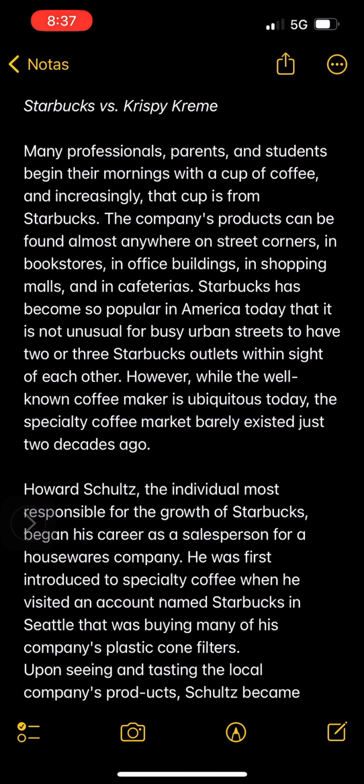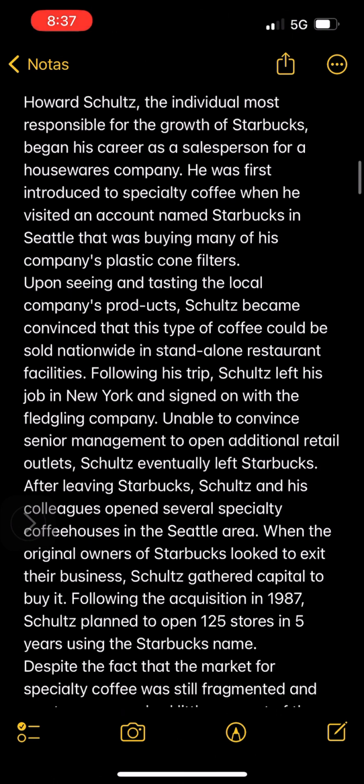Howard Schultz, the individual most responsible for the growth of Starbucks, began his career as a salesperson for a housewares company. He was first introduced to specialty coffee when he visited an account named Starbucks in Seattle that was buying many of his company's plastic cone filters. Upon seeing and tasting the local company's products, Schultz became convinced that this type of coffee could be sold nationwide in standalone restaurant facilities.